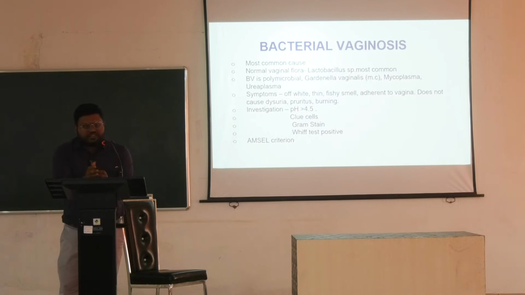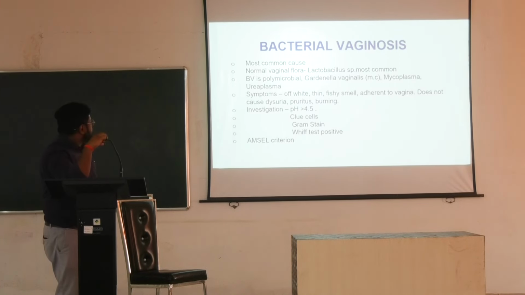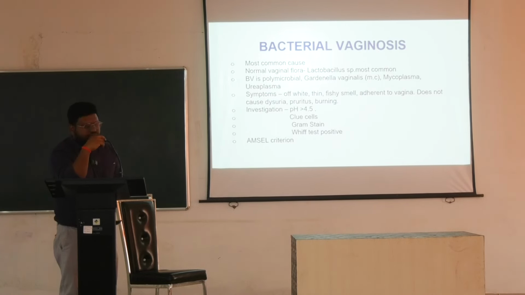The first is bacterial vaginosis. Bacterial vaginosis is the most common cause of pathological vaginal discharge. It is multifactorial and polymicrobial. Gardnerella vaginalis, mycoplasma, ureaplasma, all of these are important causes of that. This symptom is important. It is an off-white discharge. It has a very fishy smell. This will be a characteristic feature. It will be a very pungent, fishy smell to the vaginal discharge.